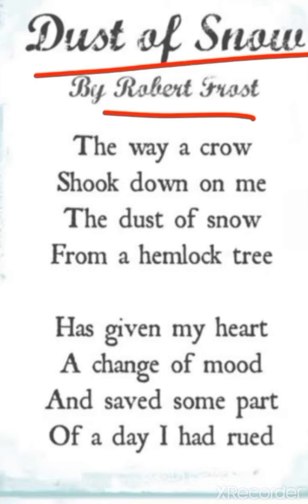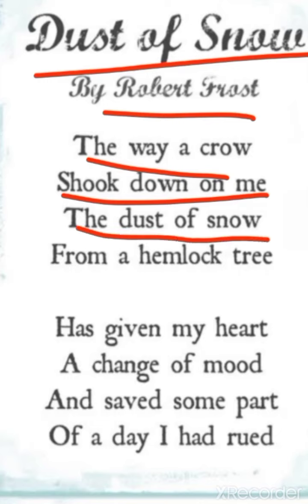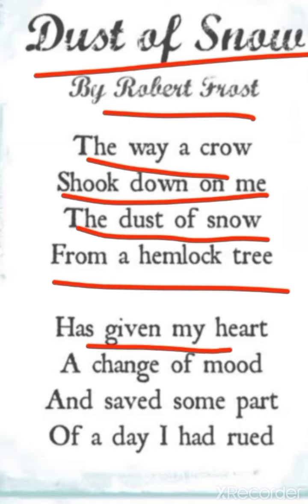Okay, so now let's read the poem. The way a crow shook down on me. This line says the crow has taken flight and shook down on me the dust of snow. The dust of snow which was on the leaves of the hemlock tree fell on the poet from the hemlock tree. And now this incident has given my heart a change of mood.